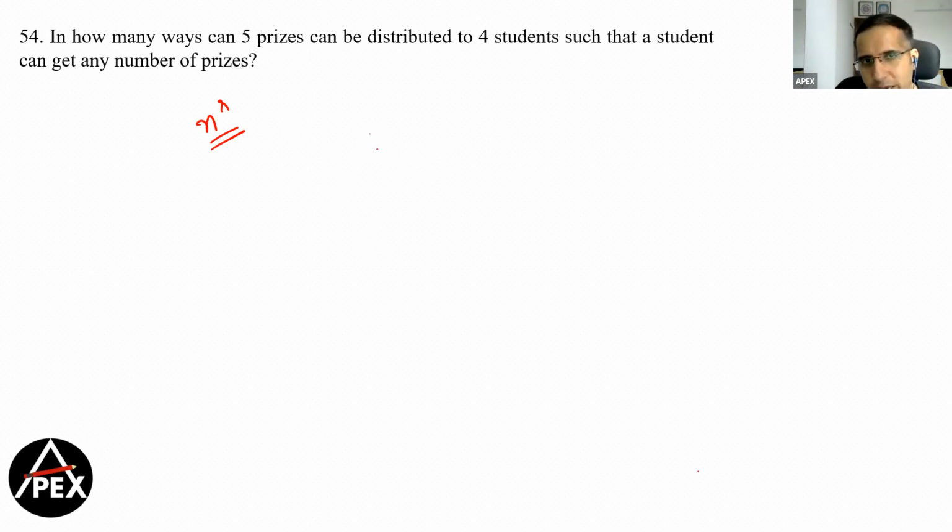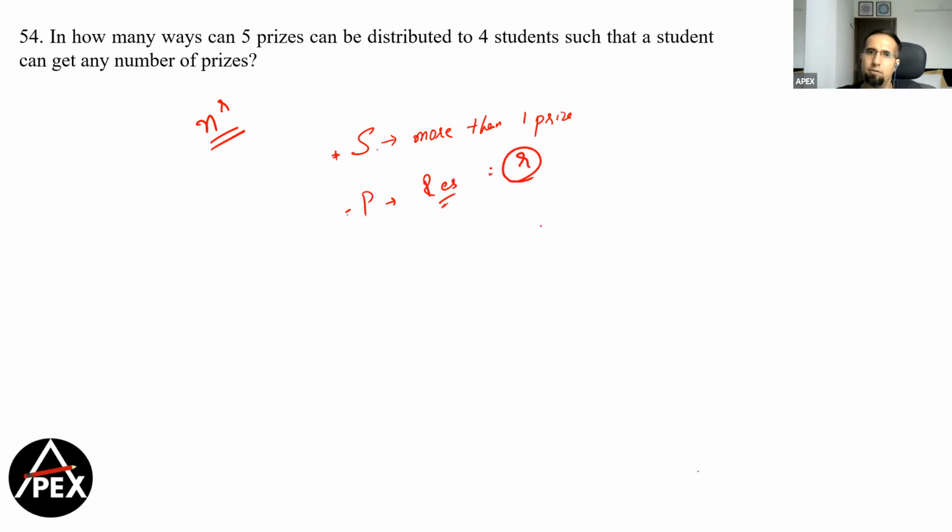Now, tell me, guys, can a student get more than one prize? Of course, yes. That means students are not restricted. Let's look at the other way around. Can one prize be given to more than one student? No. Since I cannot give more than one prize to one student, now prize is the restricted quantity, which means this represents r. Clear? So therefore your answer becomes 4 to the power 5.